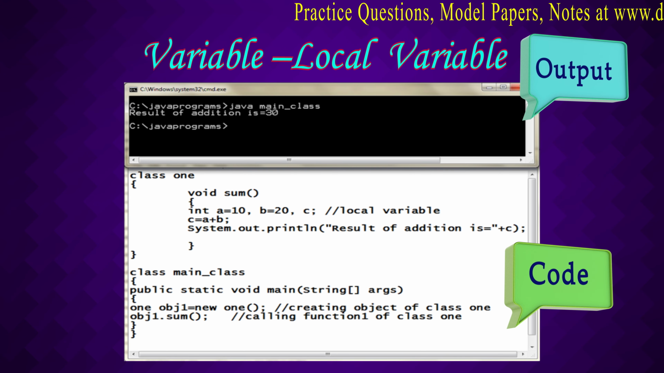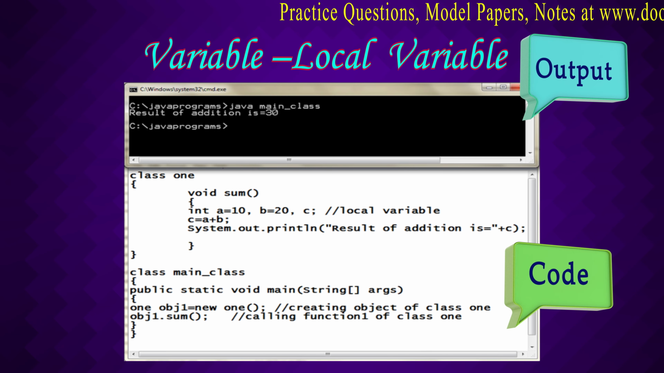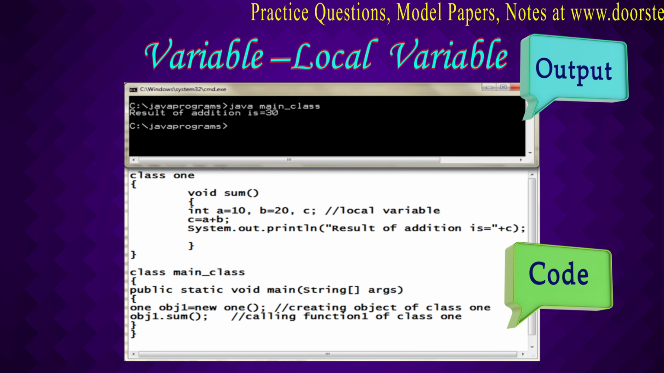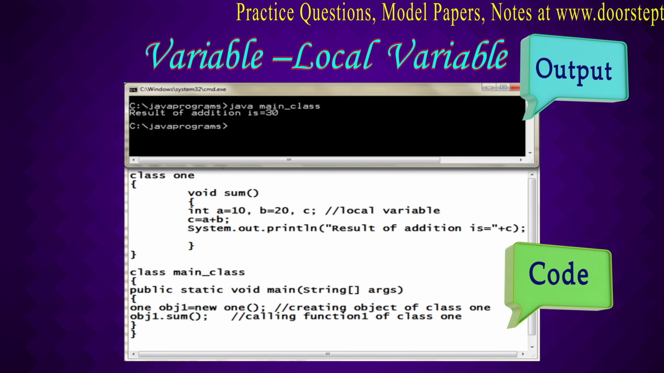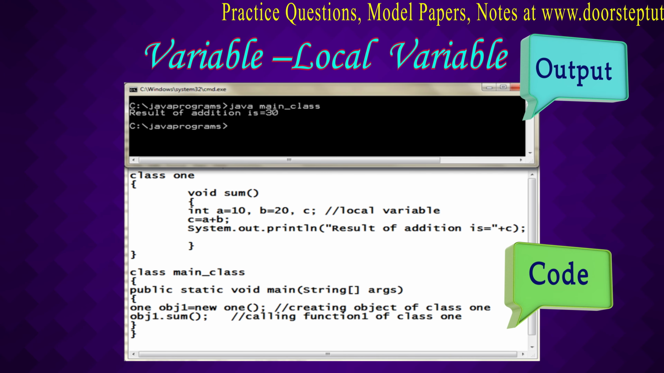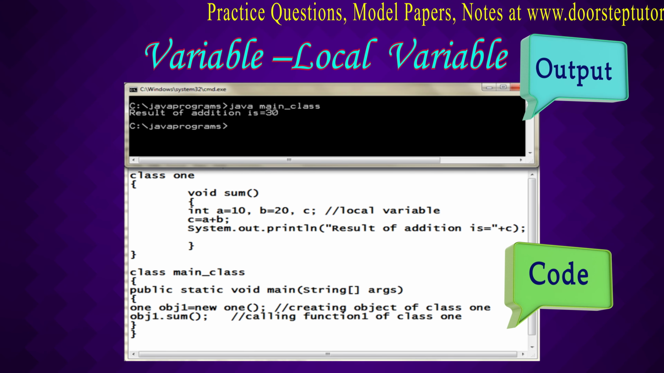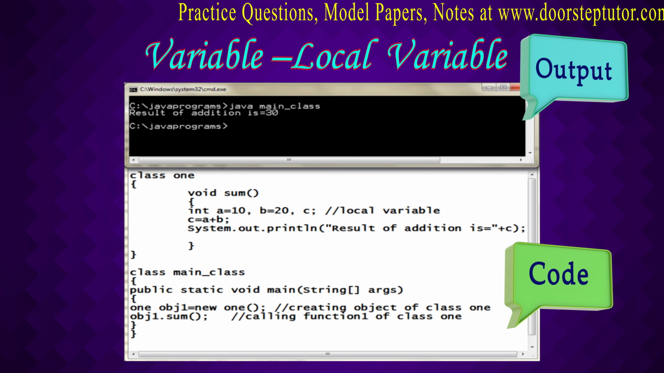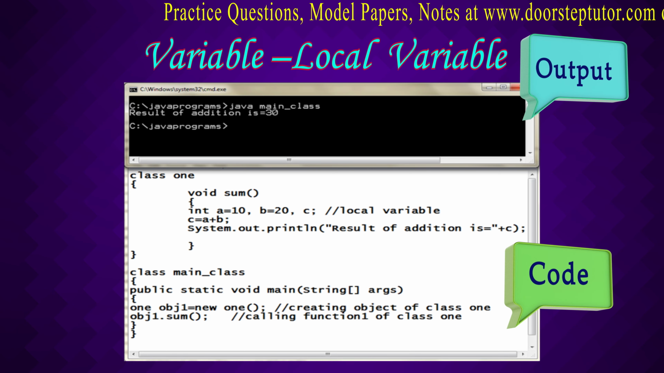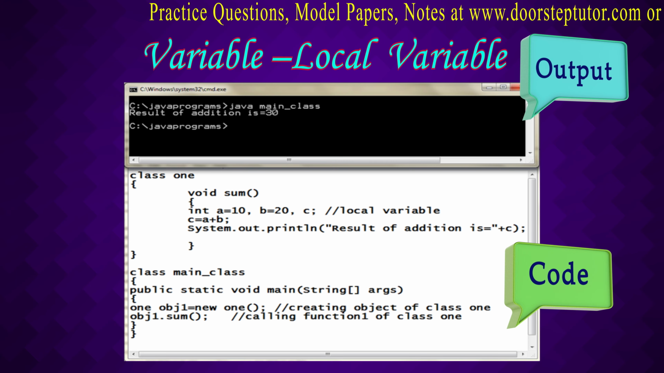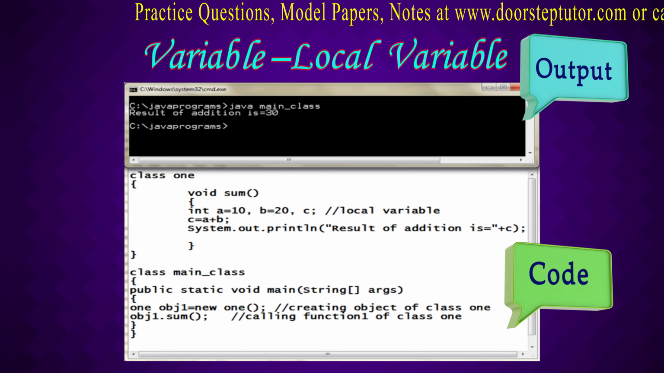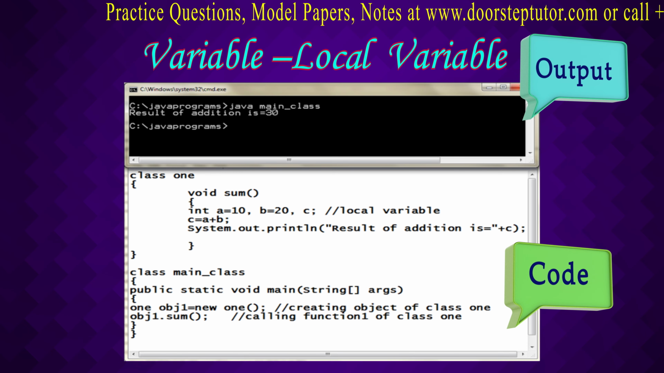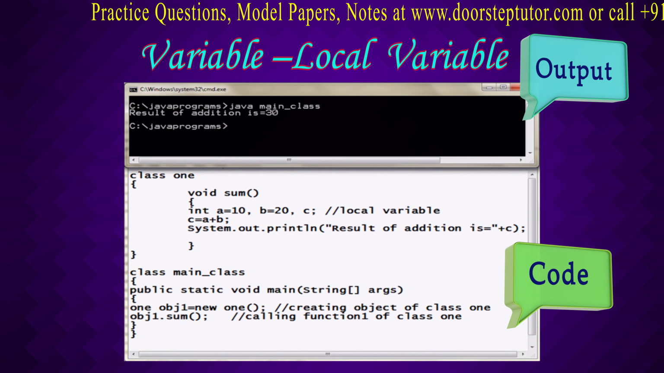So how to use this function sum? In order to use the sum function, first of all we just need to create the object of this class, as we know: class name, then object is equal to new class name. Then with the help of the object obj1, the sum function will be called, and whatever instructions are provided in the sum function, the whole function and all the instructions will be executed and the value will be printed.